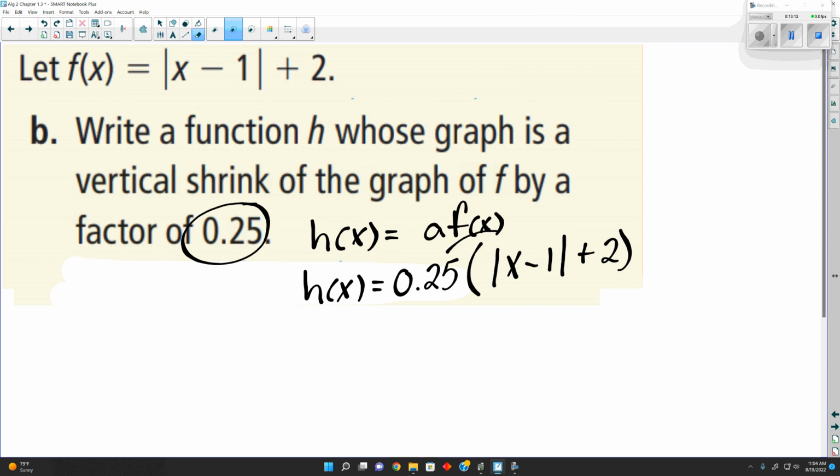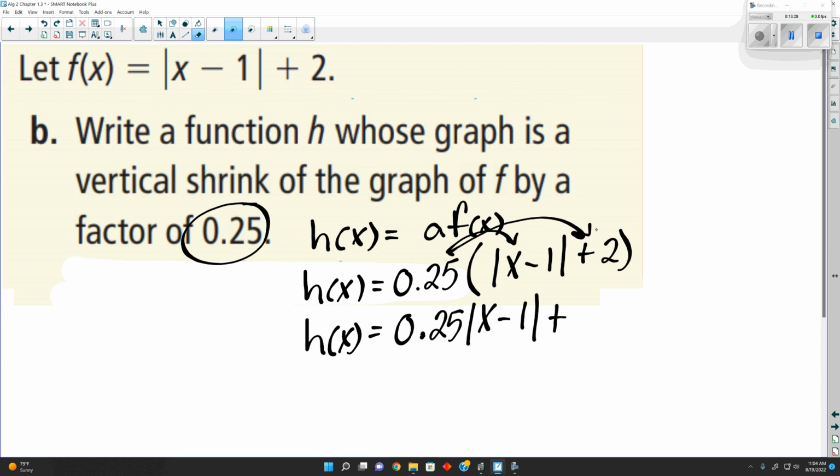So we're going to first multiply it by the absolute value. Now again, we're not going to multiply it inside the absolute value bar. 0.25 times the absolute value of x minus 1 plus, we have to do 0.25 times 2. So that would be 0.5.